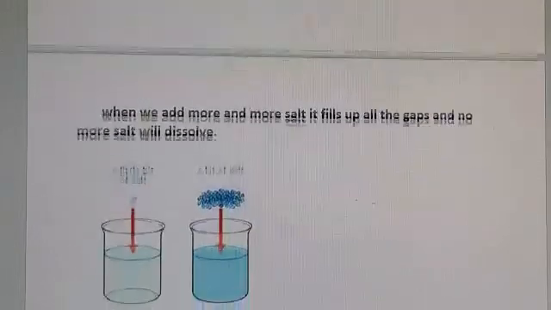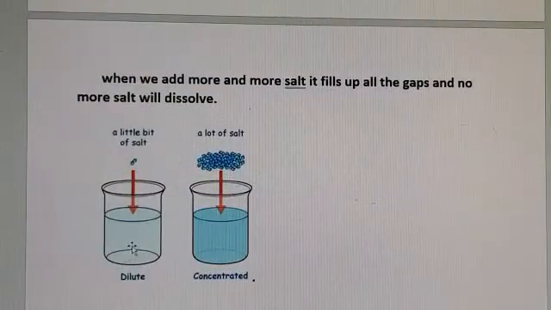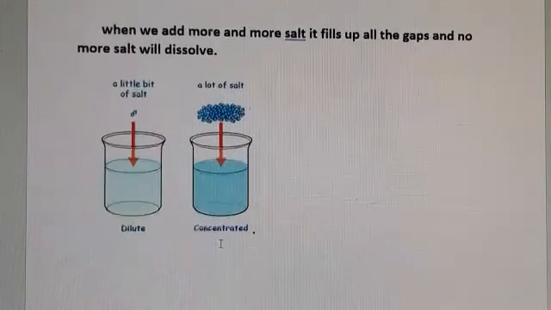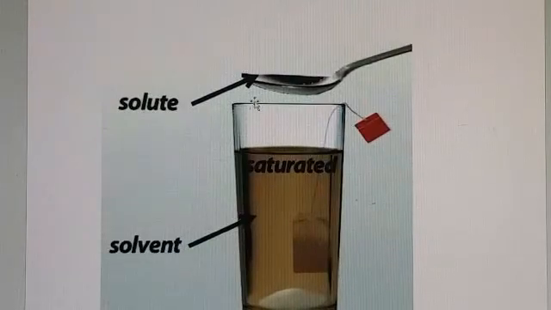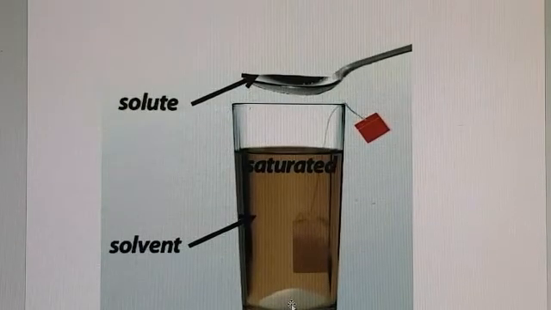Look at the picture, students. If you add a small amount of salt, it gets diluted. If you add more, it will become more concentrated, and it stays back. See here, who is the solute? Salt. Solvent is water. Look at here, what's going on here? Either salt or sugar settles down. That is called a saturated solution.